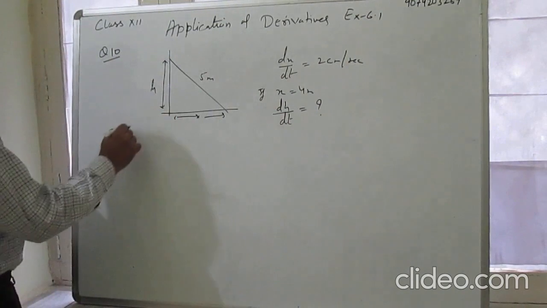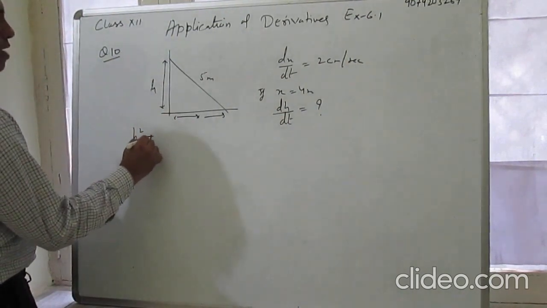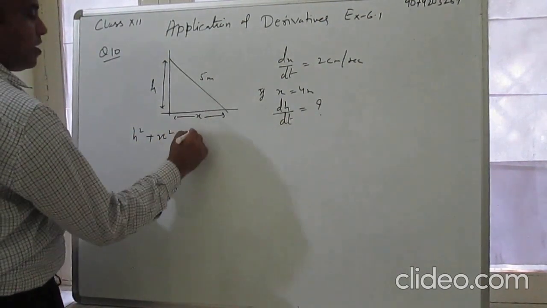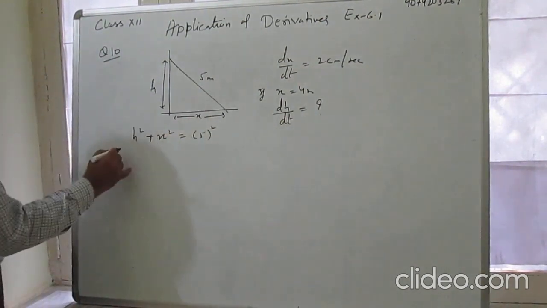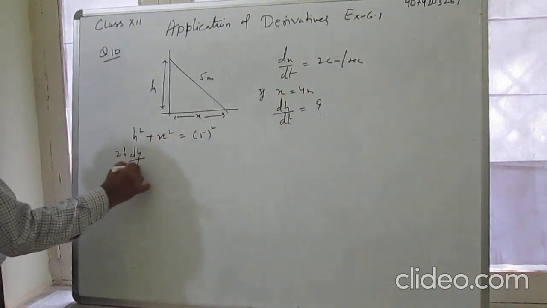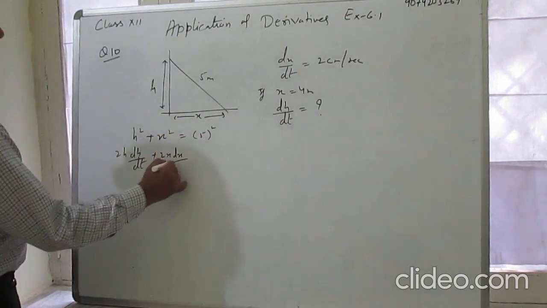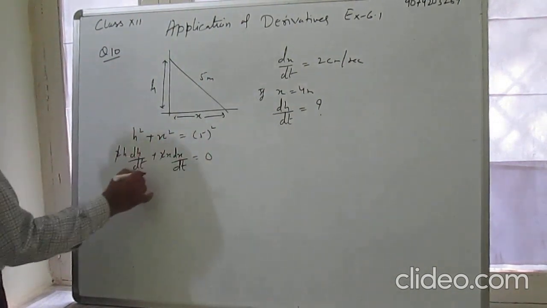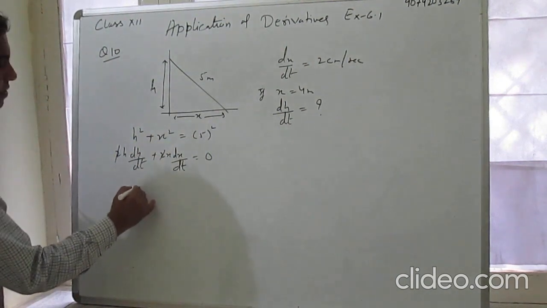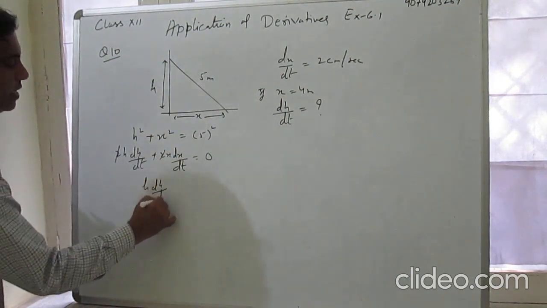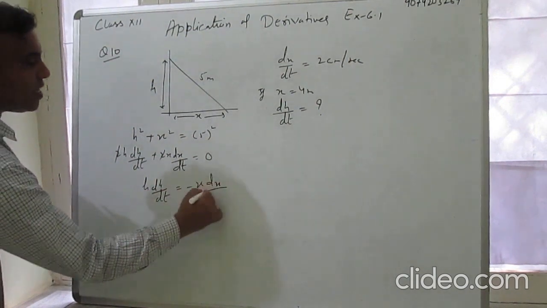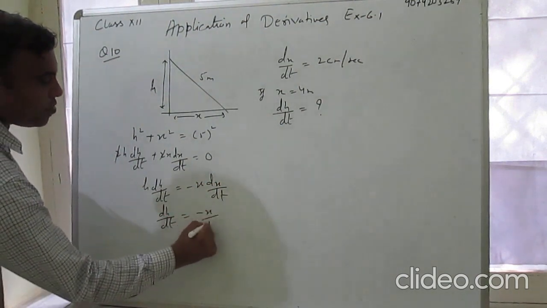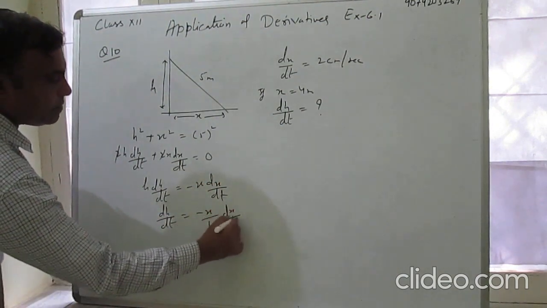Now see here, by the Pythagoras theorem, you know that x square plus h square is equal to 5 square. Now differentiate it. 2h dh/dt plus 2x dx/dt is equal to 0, the derivative of a constant. This 2 will cancel out. Now you see that h dh/dt is equal to minus x dx/dt. So dh/dt is equal to minus x upon h dx/dt.